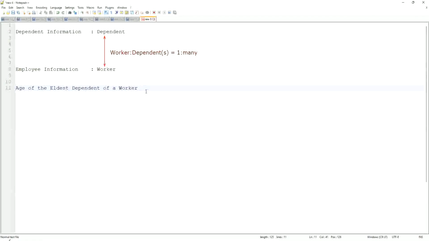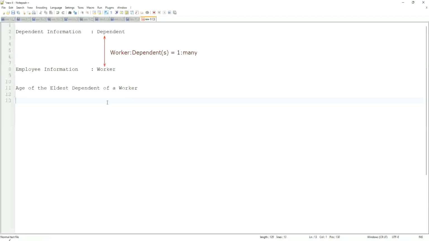We are going to do that. When we did the related business object filters and subfilters, what did we do? We selected only the dependents who were more than 10 years old. That's what we did. But now we are going to look for the eldest dependent. How would you do that if you were doing it using a filter or subfilter? Would you be able to do that in any way? Difficult, right? It's difficult.